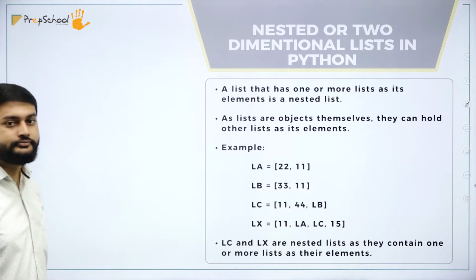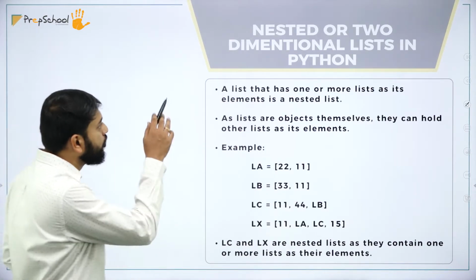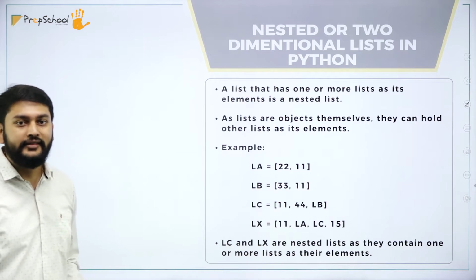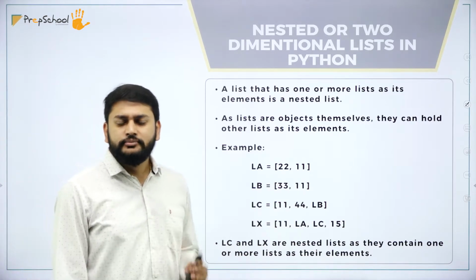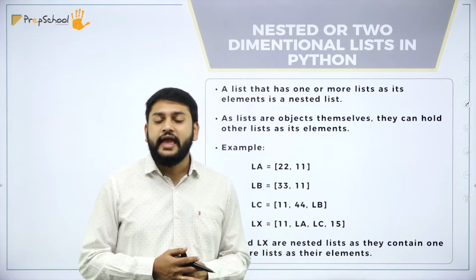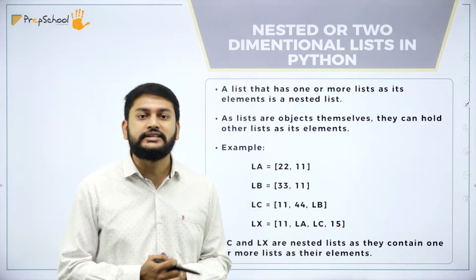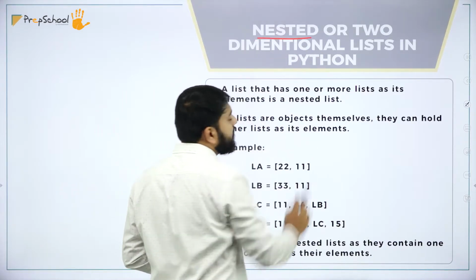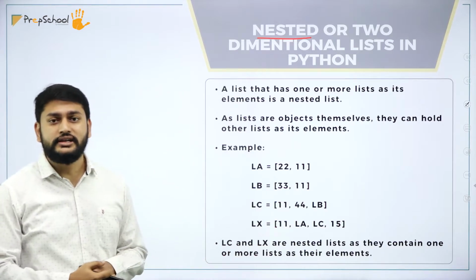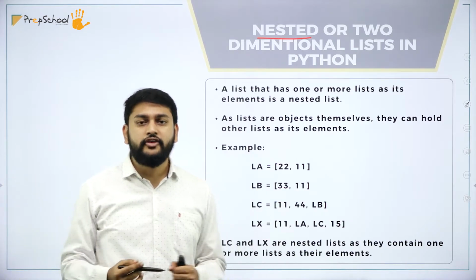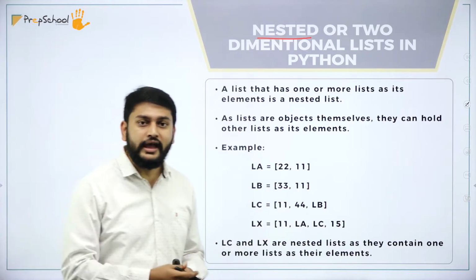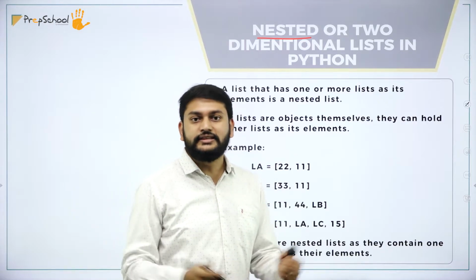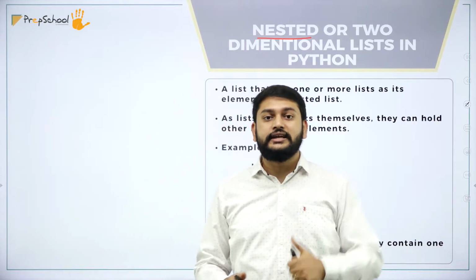What is that I have? Nested or 2-dimensional list in Python. It's very simple, as the concept itself explains. Nested in the sense, what exactly is nested all about? We have already discussed we have an if condition. In that we have nested if. In the same way we have the nested list.